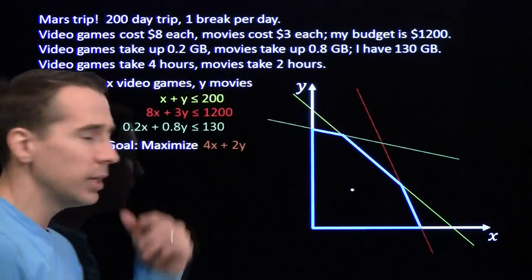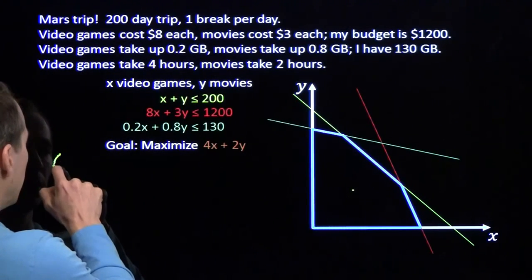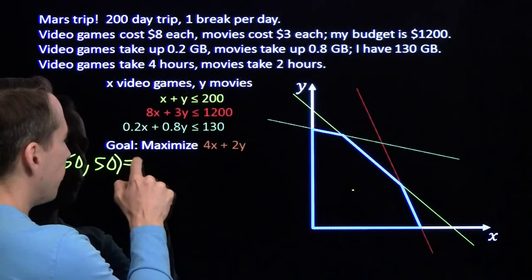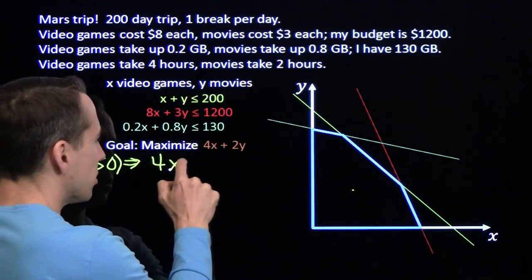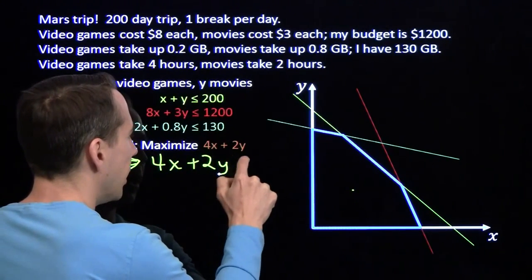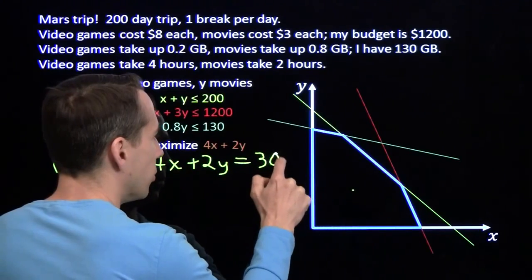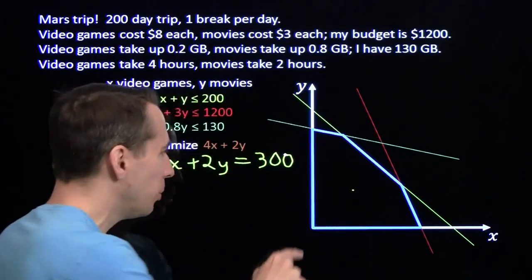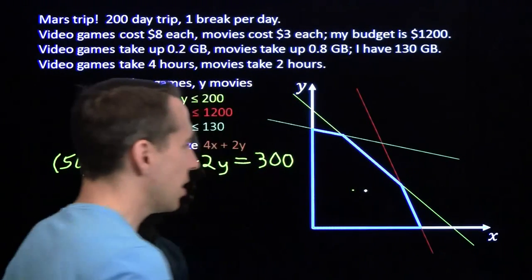I'm just going to pick a point right in the middle there. I'm going to pick (50, 50) and see what happens. Now at the point (50, 50) we get 4x plus 2y equals 300. Now of course we know we can do better than this, right? Because we can just move a little bit to the right here. We can just increase x a tiny bit.